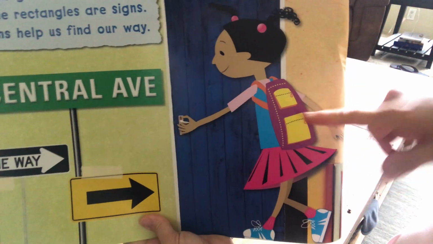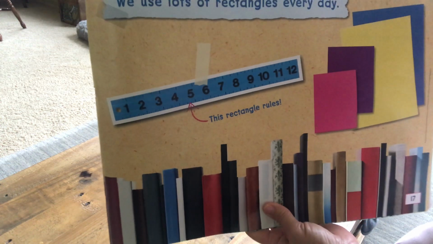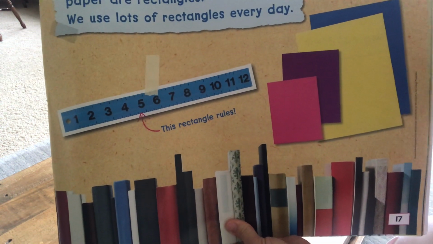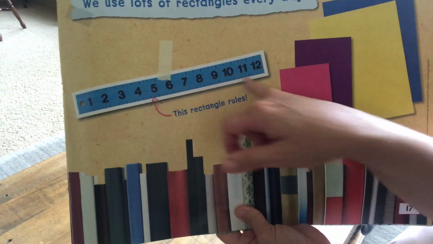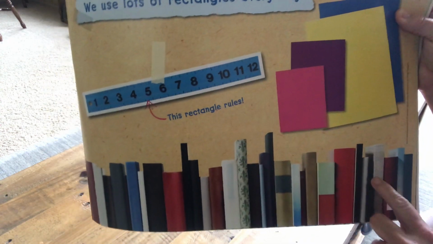Look at the pockets of her backpack, more rectangles. Many books and blocks and sheets of paper are rectangles. We use lots of rectangles every day. And this rectangle rules, it says, because it's a ruler. So all the books are rectangle shaped and the papers are rectangles.